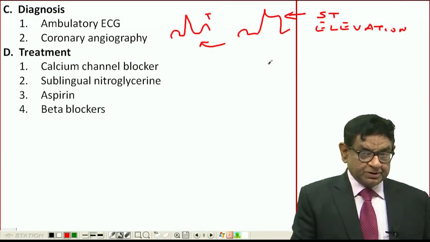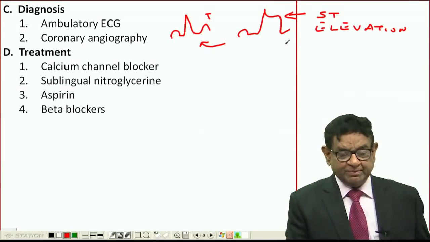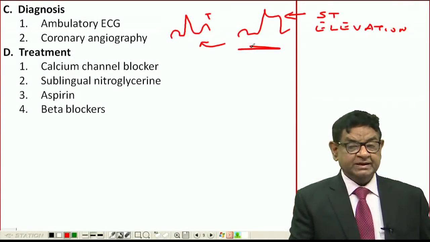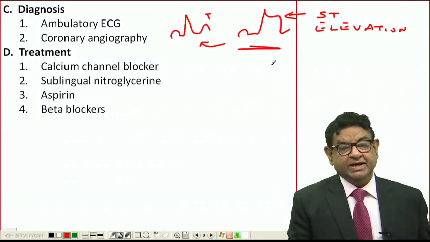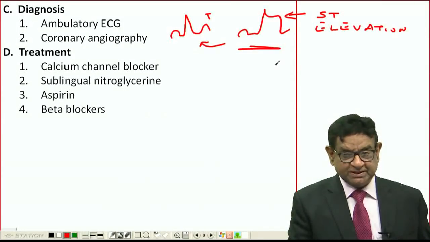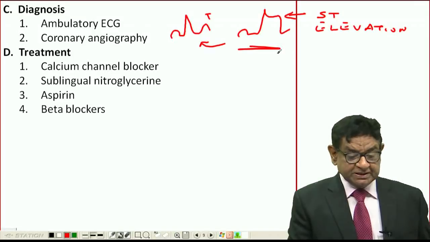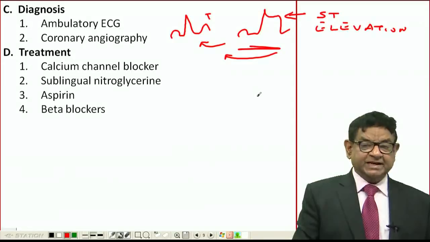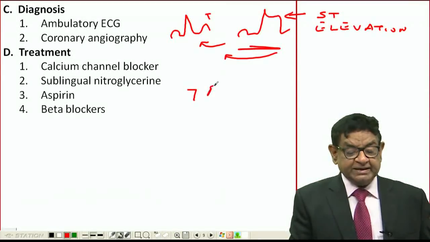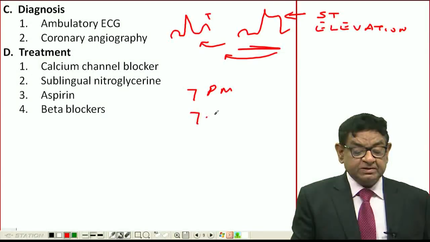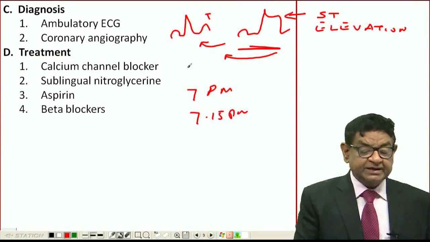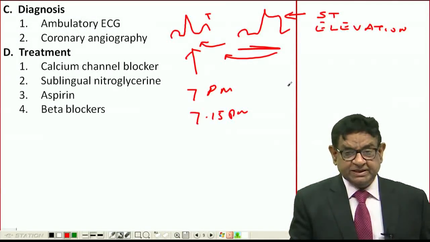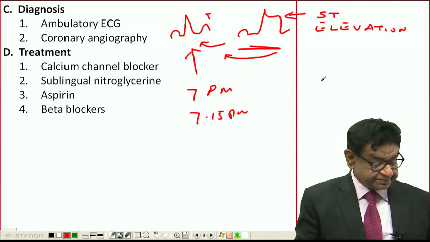But I'm quite sure you may be thinking, this finding we get in acute MI. Yes, we do get ST elevation in acute MI. But we get this finding in Prinzmetal angina also, which is due to coronary spasm. But remember, this is reversible within 10 to 15 minutes. That means when you are analyzing the data, you get this finding at 7 p.m., and at 7:15 p.m. it is like this only. So by this, we can interpret that the patient has vasospastic angina.